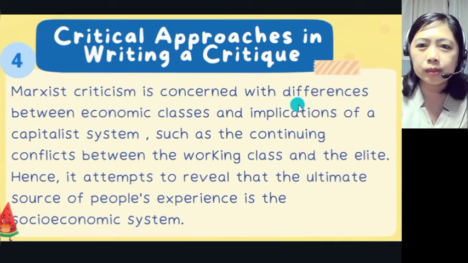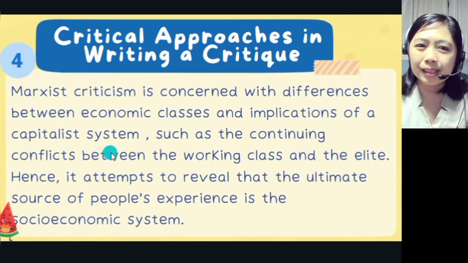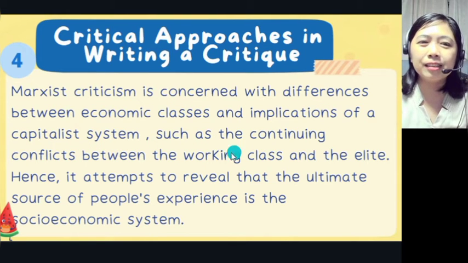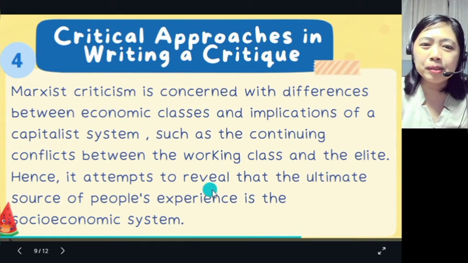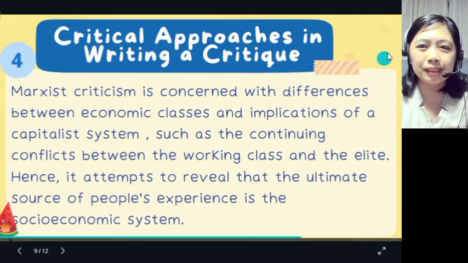This is concerned with differences between economic classes and implications of a capitalist system, such as the continuing conflicts between the working class and the elite. Hence, it attempts to reveal that the ultimate source of people's experience is the socio-economic system.